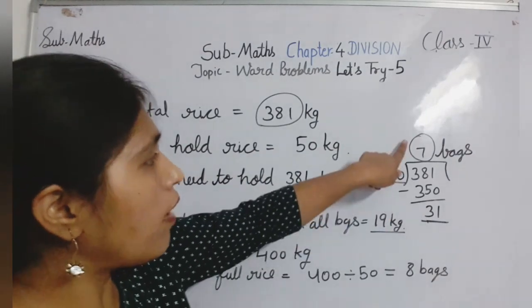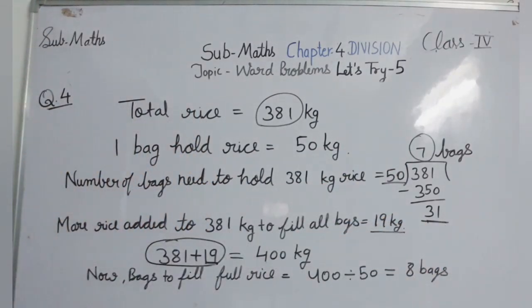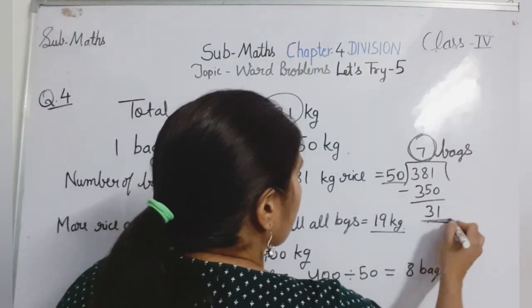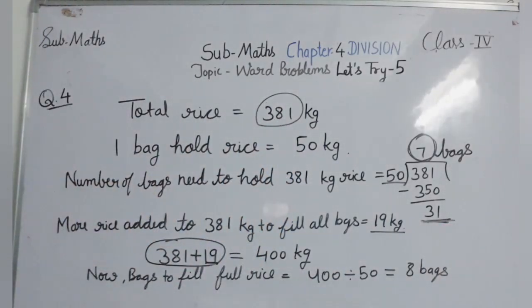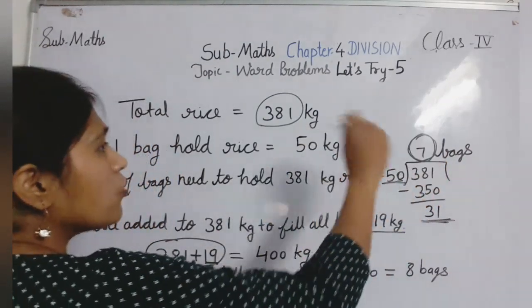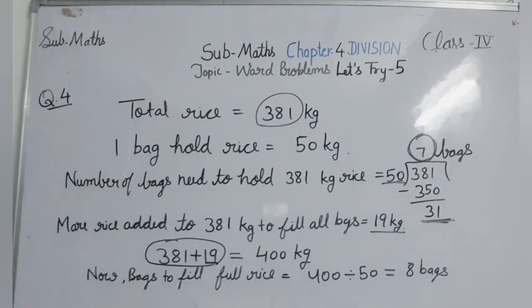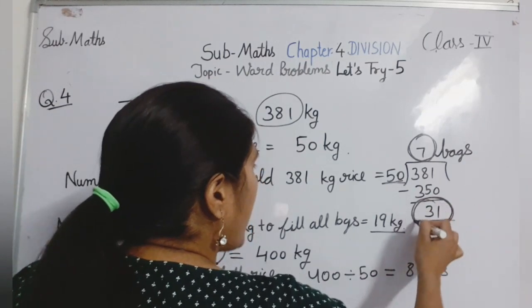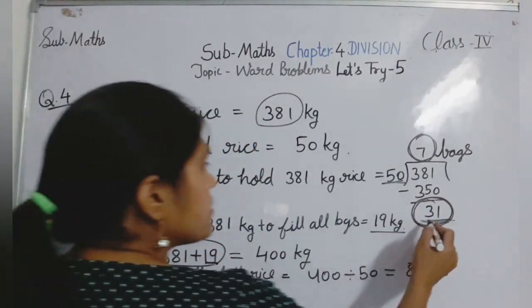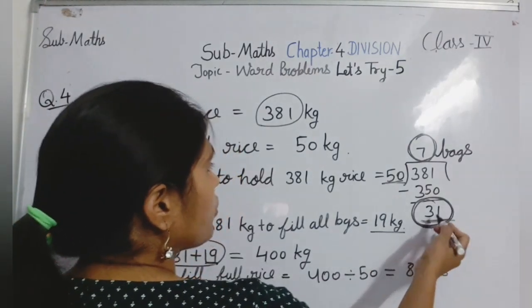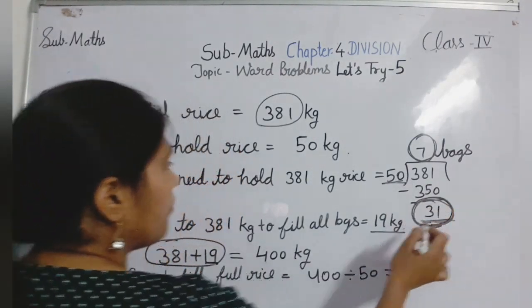When you divide, you have a remainder of 31. Means few rice are left. After filling the 7 bags, few rice are left. Each bag we are filling 50 kg. So we need 7 bags. But after filling the 7 bags, some rice is left here. So they are asking how much rice we need to add to this rice so we can fill rice completely in all bags. So how much will we need to add here to make it complete, so that the remainder does not come here? The remainder will not come.